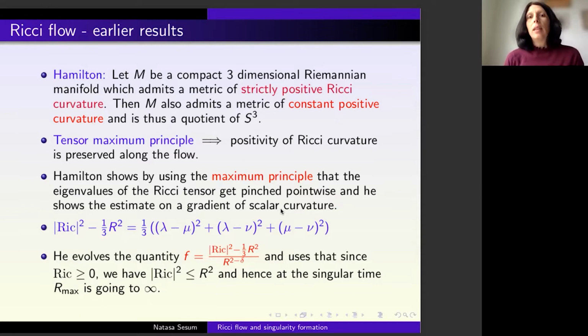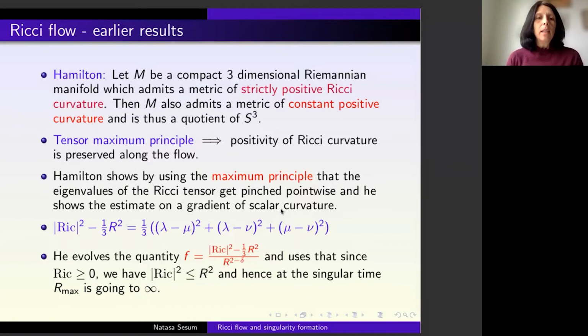So basically how he did it, again, he reparametrized the flow and proved that then it exponentially converges, as time approaches infinity, to a round sphere. And in his proof there, he used the tensorial maximum principle, because you see his condition initially was positive Ricci curvature. And he proved that that is preserved along the flow, at least in 3 dimensions, right? So he proved it by using this tensorial maximum principle.